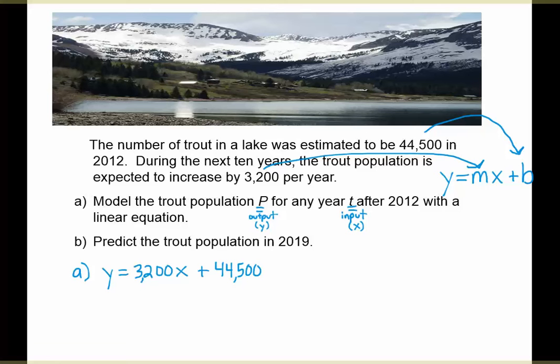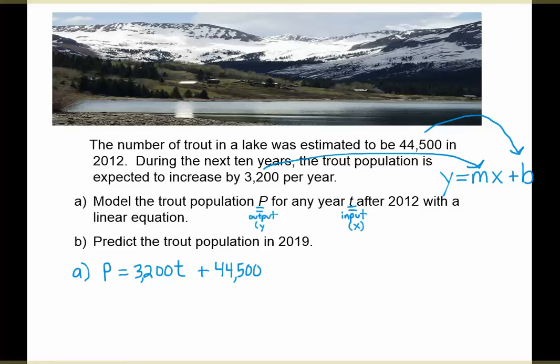So final answer, instead of writing y and x, we want to exchange these for the other variables. So I'm going to exchange that y for a p, and I'm going to exchange that x for a t. And that would be the appropriate model. Okay, so that's part A.